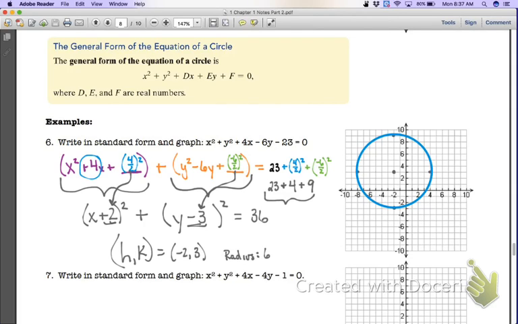So all we're going to do, you're just going to use completing the square. Okay? Group your x's together, complete the square of your x's, make sure whatever you add to one side, in that blank, make sure it's over on the other side in that blank as well.